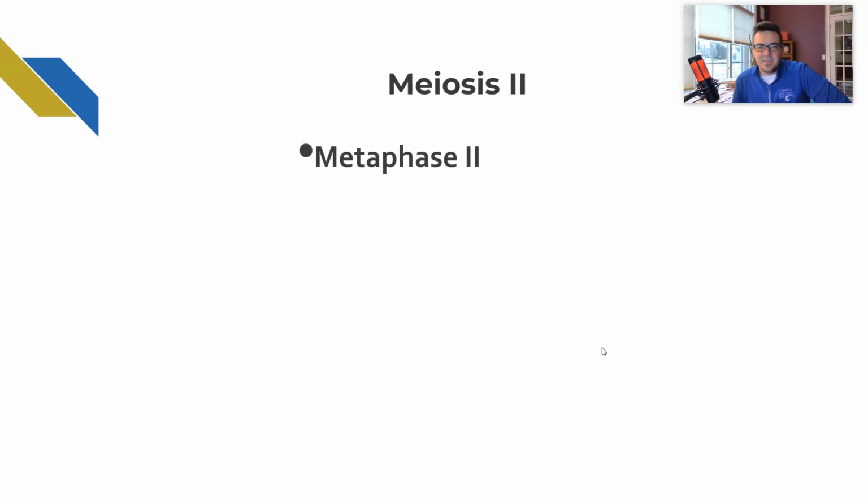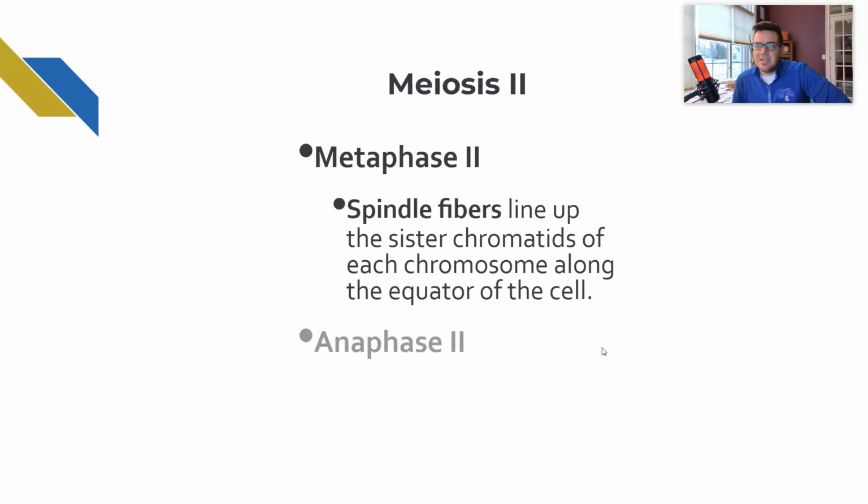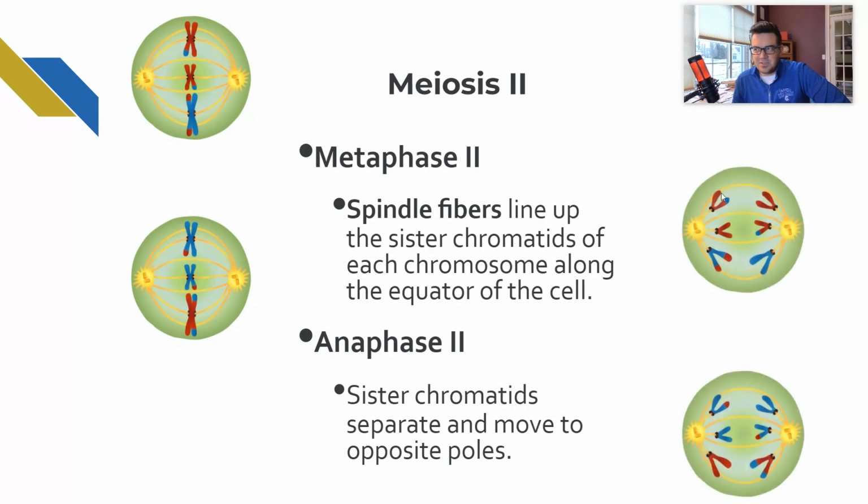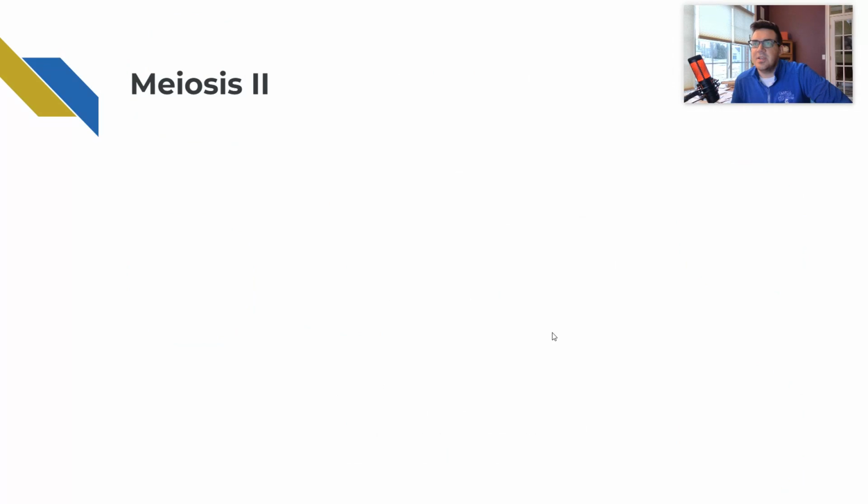Just like in prophase of mitosis. In metaphase 2, spindle fibers line up the sister chromatids of each chromosome along the equator, just like we've seen before, right? In anaphase 2, they separate just like in mitosis, so they're traveling to opposite ends of the cell. You'll notice in these diagrams there are 2 cells for each one of these. Don't forget, there are 2 cells going through meiosis too.